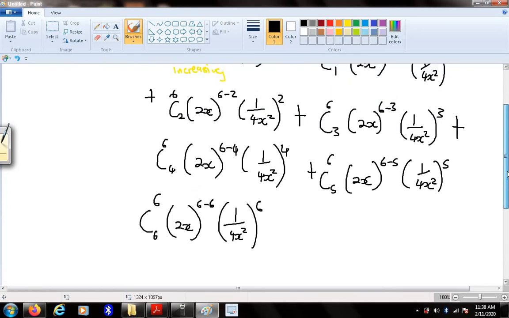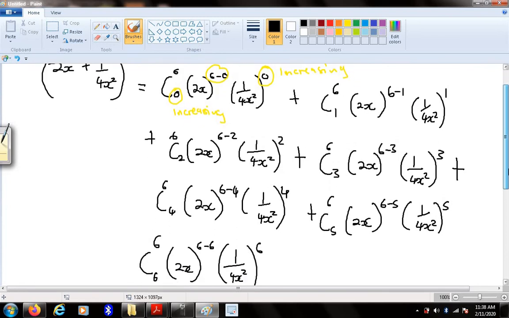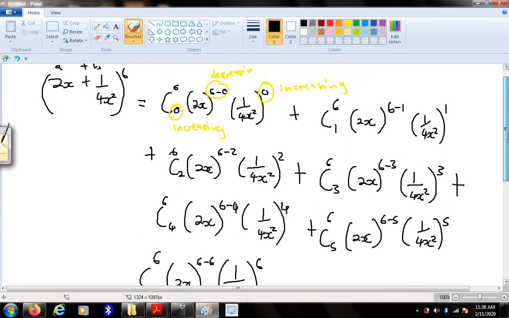Now the next step is for us to consider which term is independent of x. The 6 choose 1, 6 choose 0, all these are calculator functions. We can input that in the calculator and calculate the value. But the key thing is to look at the powers of x. So you're considering which term you will end up without an x.